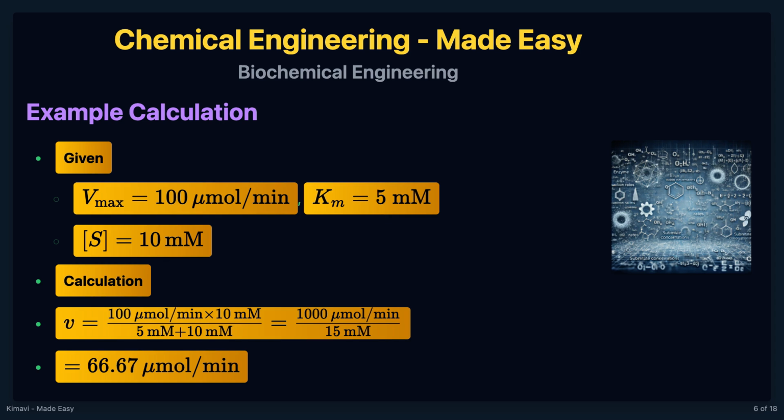If the substrate concentration, S, is 10 millimolar, the initial reaction rate, V, can be calculated as follows. V equals 100 micromoles per minute times 10 millimolar divided by 5 millimolar plus 10 millimolar, which equals 1,000 micromoles per minute divided by 15 millimolar, resulting in 66.67 micromoles per minute.